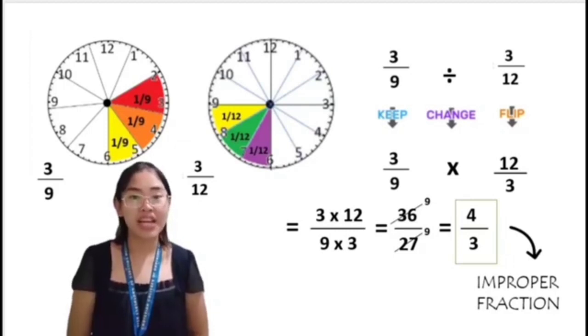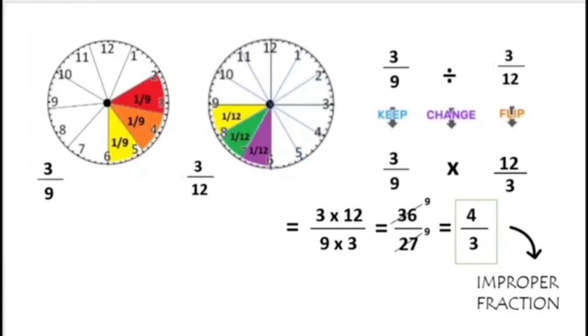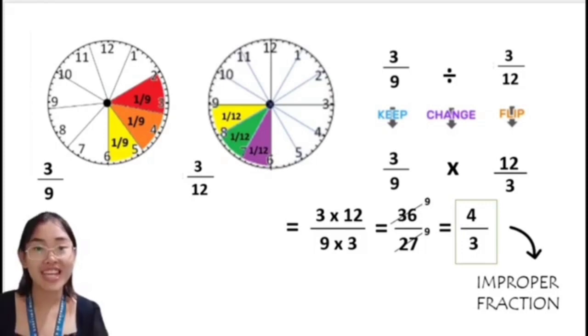3/9 divided by 3/12, keep, change, and flip, is now 3/9 multiplied by 12/3 equals 3 times 12 over 9 times 3 equals 36 over 27. Divide the numerator and denominator by 9 and the result is 4/3. 4/3 is an example of an improper fraction, where the numerator is greater than the denominator.